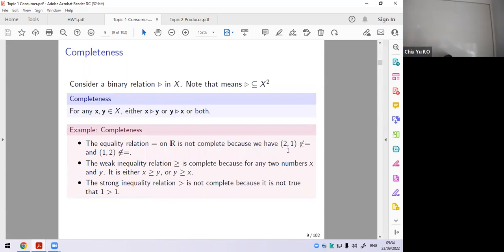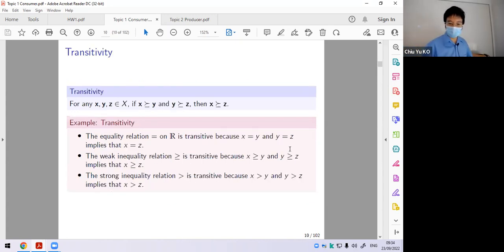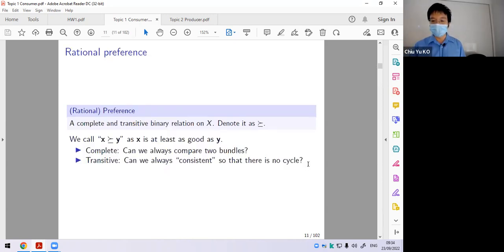Completeness means you can always compare two bundles. You can always say one is better than the other, or both, right? No worse than. Or you have transitivity where you never have a cycle, right? When A is better than B, and B is better than C, then A must be better than C. So there is no cycle, and that is a rational preference. And this is simple, but it is not enough to derive utility, right?